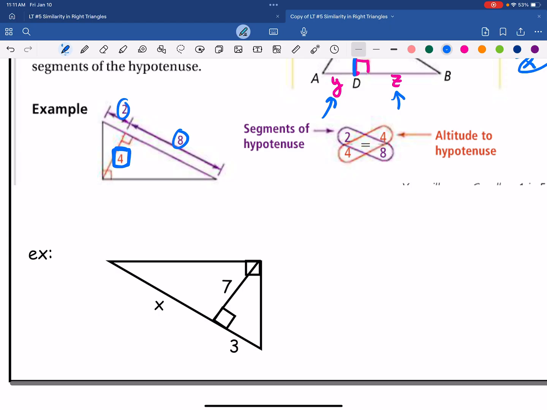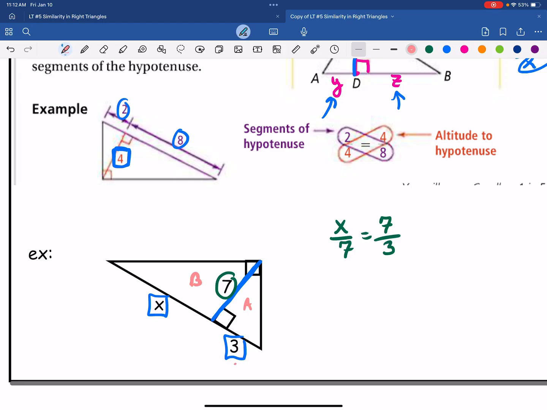So let's look down here at this example. We've got 7 as the altitude. What we know is 7 is the altitude, or the geometric mean, between these 2 values. So I can say X is to 7 as 7 is to 3. Now where this is coming from, if me saying that the altitude is the geometric mean is confusing, notice in the 2 triangles, A and B.